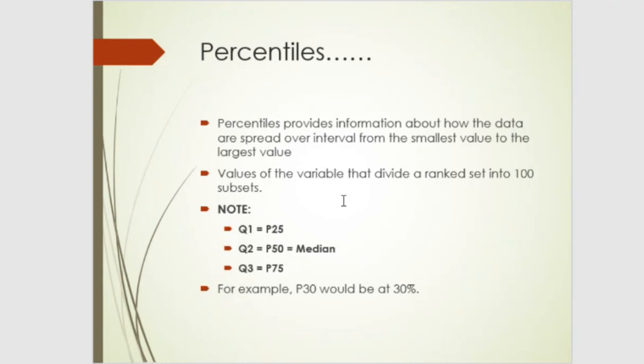So if they ask about the 25th percentile, we'll know that it is equivalent to Q1, whereas Q2, as I've already indicated, is the median. If you were to represent it in terms of percentage, it is the 50th percentile. And the last one, which is Q3, is equivalent to the 75th percentile. For example, if they say, find P30, it means they will be asking what would be the 30th percentile of the data that you have.